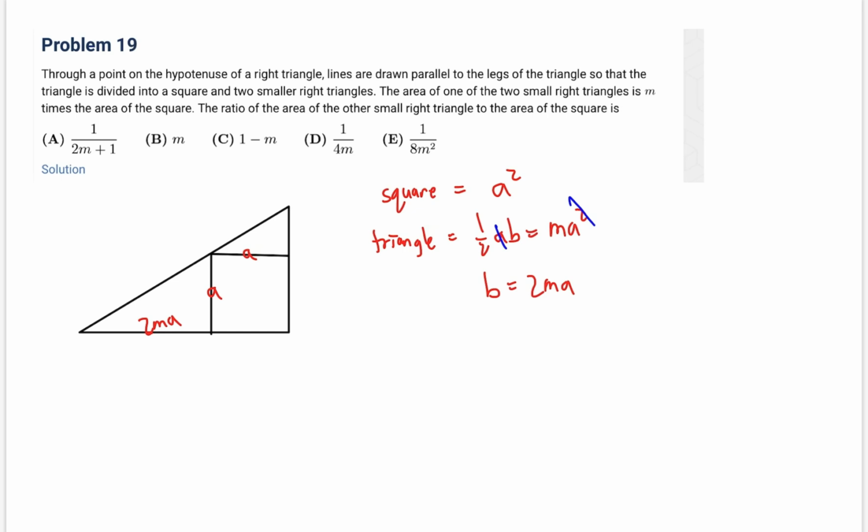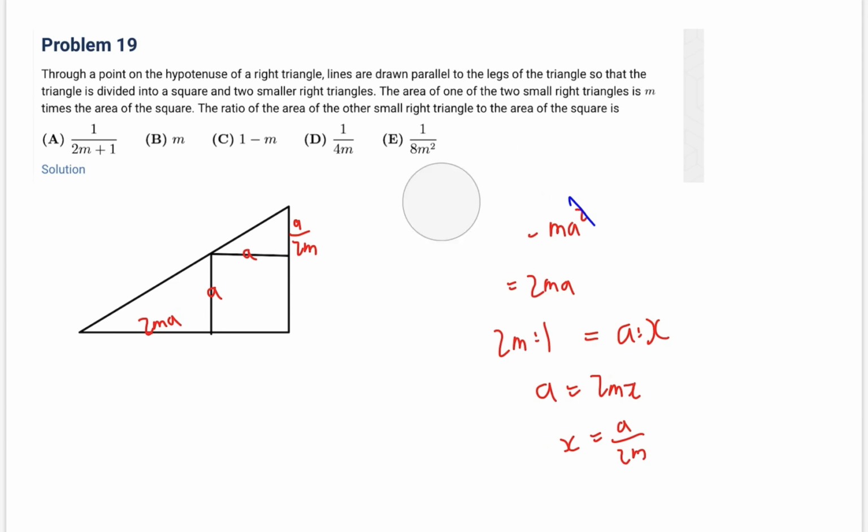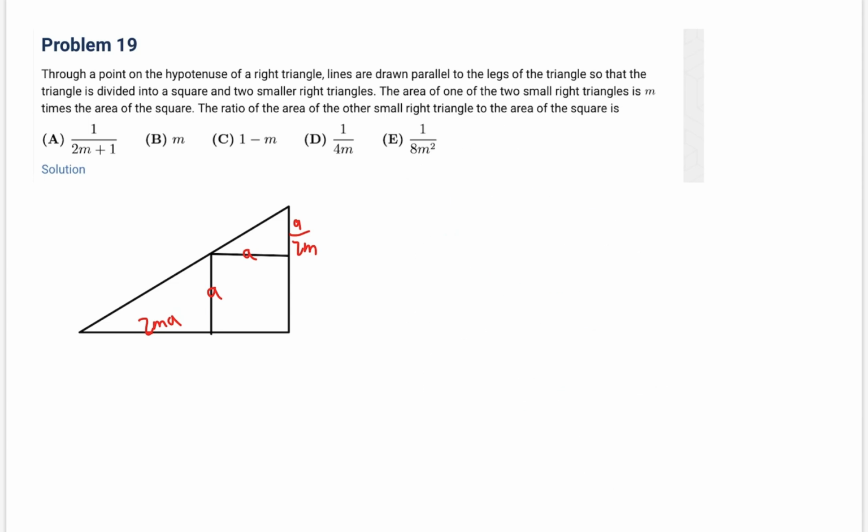So if we substitute b into it, then the ratio should be 2m to 1, right? 2m to 1. This is also a to something. If we say this is x, a to x, so a equals 2mx, x equals a over 2m. So we can say that x is a over 2m. And then the ratio of the other small right triangle to the area of the square. So the other small right triangle would be this one, right?